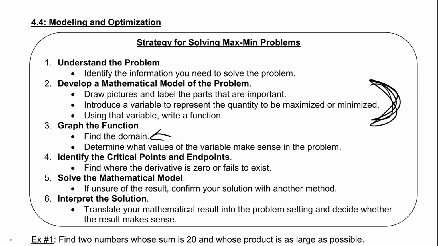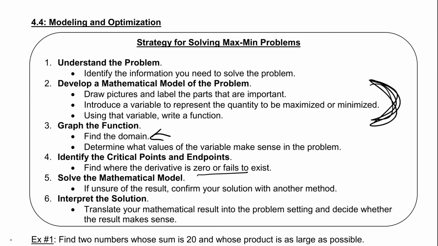And then it's what we have been doing. Identify the critical points and the endpoints. Find where the derivative is 0 or fails to exist. Solve the model. So if I'm trying to maximize profit, well, okay, where is my profit the highest? You use your max or your mins. That's normally where we're going to be using it. Interpret the solution.